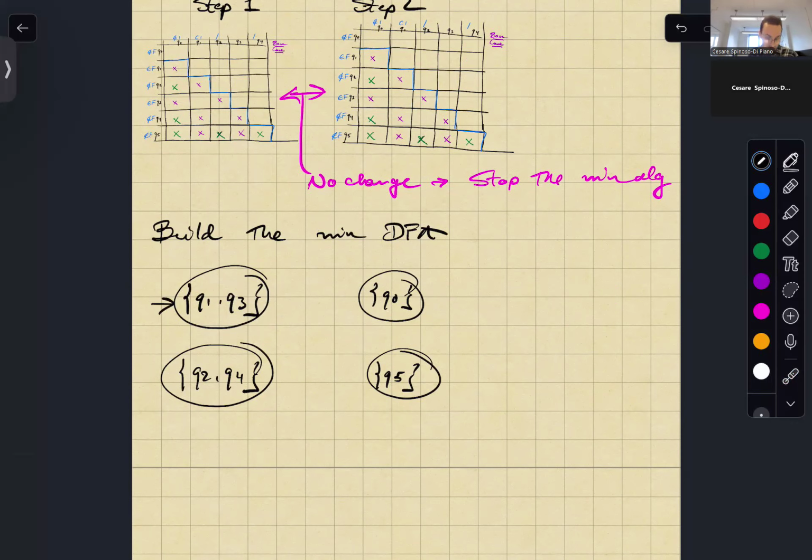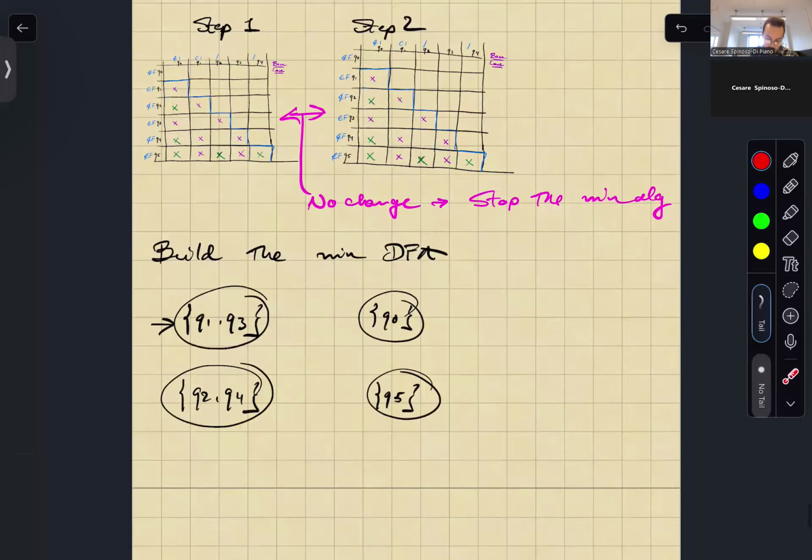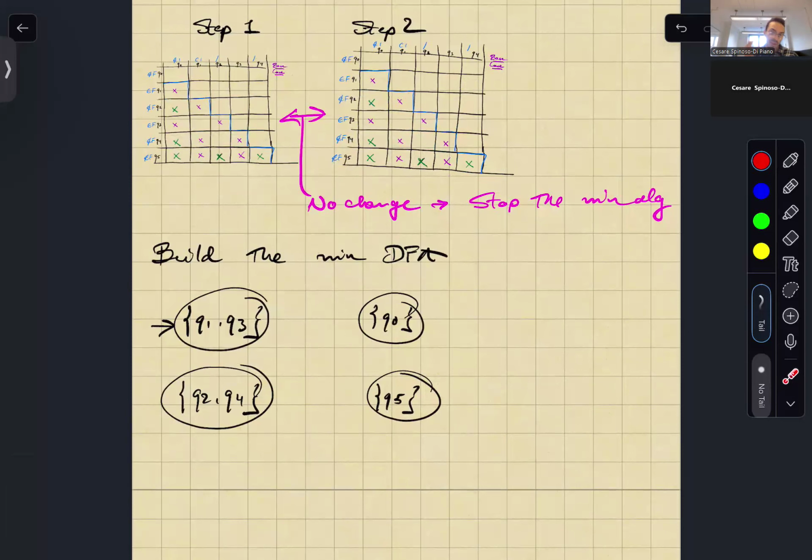Then what about accept states? A set of states in the minimal DFA is an accept state if it contains any accept states from the original DFA. This is quite convenient because, although it doesn't necessarily always happen, in this case all of the states which were accept states in the original DFA are grouped together in the minimal DFA. That just means this is going to be the only accept state.